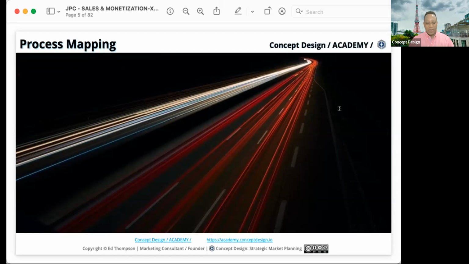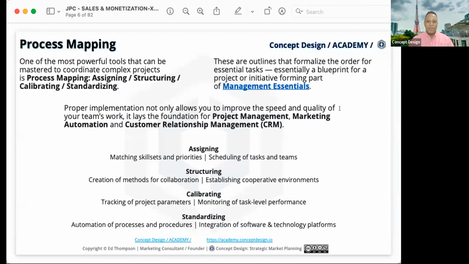One of the things about coordination is that it is a role that does not have much authority. So you have to learn how to get things done without actually being provided the authority outright to get it done. The things that you learn to use in that context are actually processes. Once you're able to master certain types of processes, that can help your interactions with many different other people along the way. Process mapping is usually built around four things: how you assign a project, how you structure a project, how you calibrate it, how you standardize it.